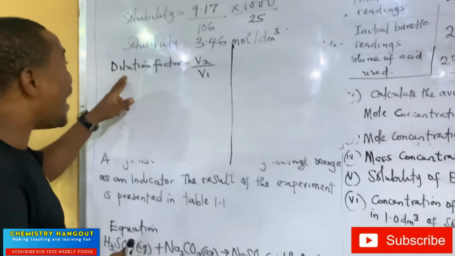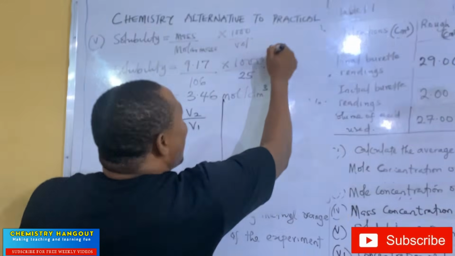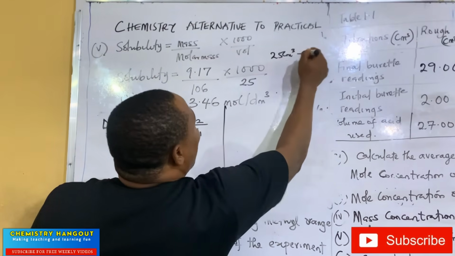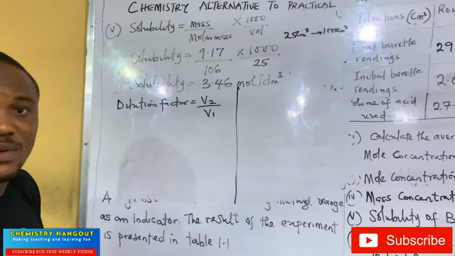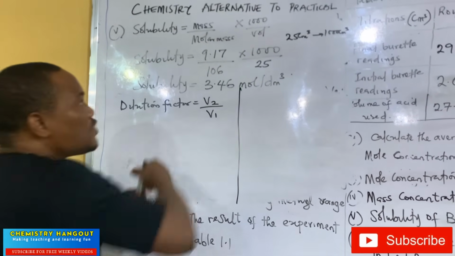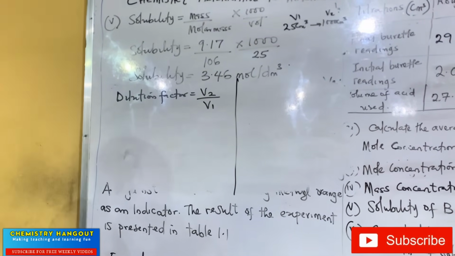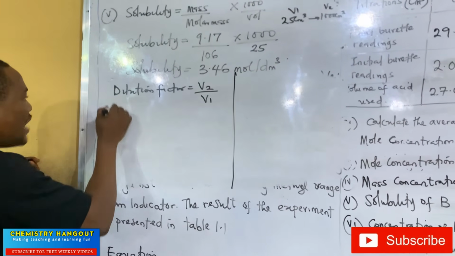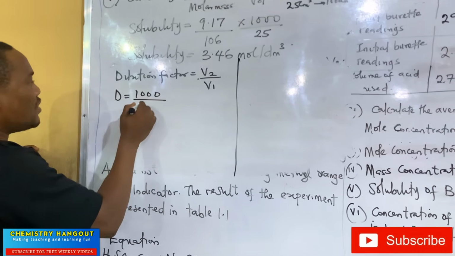Now, if you remember, in the question, I erased the question. In the question, they said we have 25 centimeter cube. We now diluted it in 1000 centimeter cube of water. That's what the question is saying, right? So, which means this will be my V1, this will be my V2. Does that make any sense? Okay. So, dilution factor will be V2, that's 1000, over V1, that's 25.